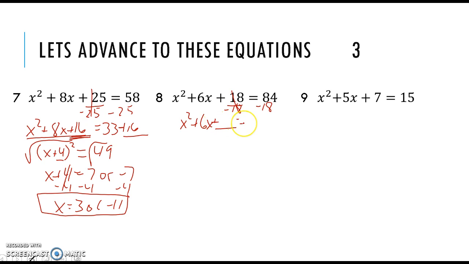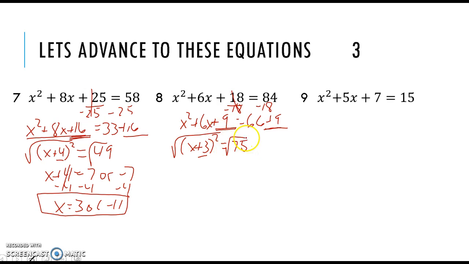And that's going to equal 84 minus 18. Well, that's 66. And I'm going to leave a space here, because whatever I add here, I'm going to add here as well. So I want to write this as x plus 3 squared. But if this is a 3, this has got to be a 9. So I'm going to add 9 to the left, and I'm going to add 9 to the right. And 66 plus 9 is 75.